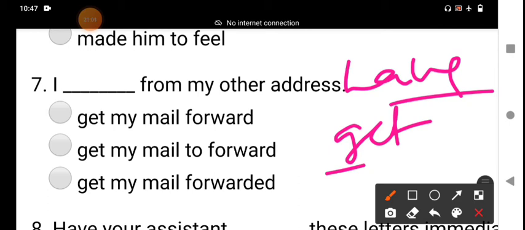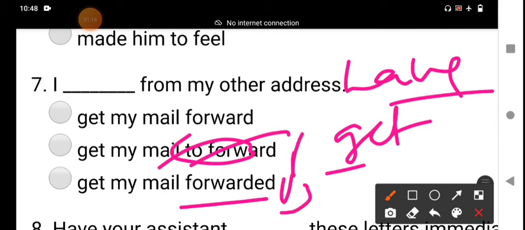Here the right answer: get my mail to forward has the to infinitive, so it is not the right answer. The right answer is get my mail forwarded. V3, past participle verb. Forward, forwarded. This is the right answer. I get my mail forwarded from my other address. That means arrange for something.